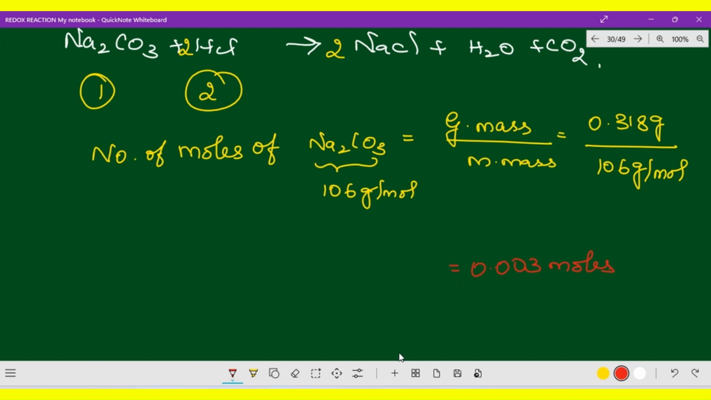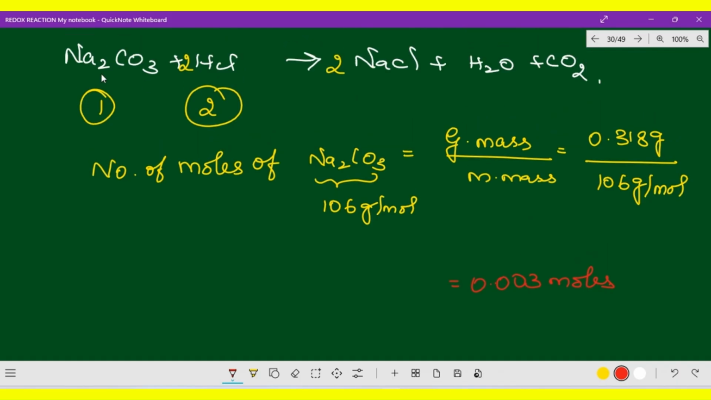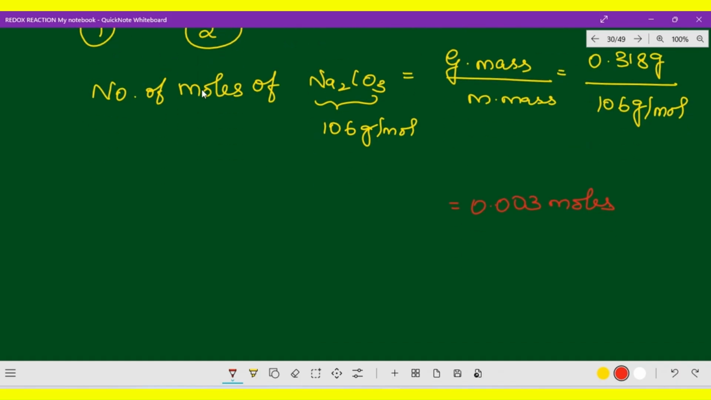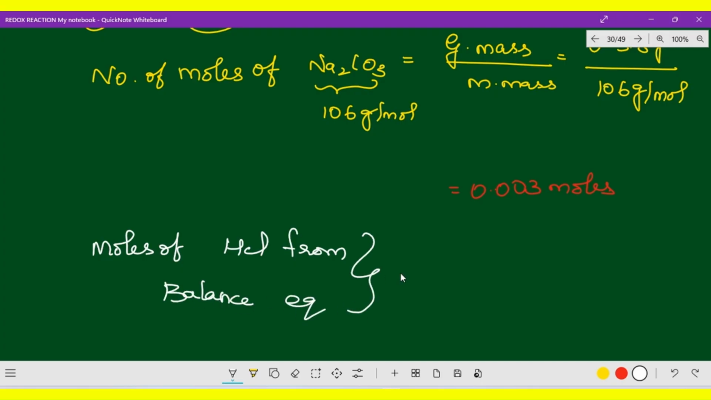Now the next one, moles of HCl from the equation. 1 mole of sodium carbonate requires 2 moles of HCl. So moles of HCl from the balanced equation, that is stoichiometric. So here 2 moles are required. 2 moles of HCl into moles of sodium carbonate, that is given mass by molecular mass, which we have found out, that is 0.003 moles.